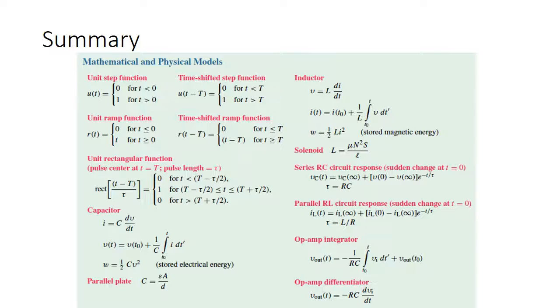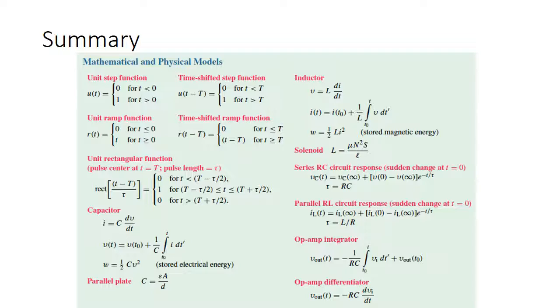We have our unit rectangular pulse function, and essentially that's a piecewise function for before the pulse happens, while the pulse is happening, and after the pulse happens. We have our current equation for a capacitor, our voltage equation for a capacitor, and our stored energy in an electrical capacitor, which is W equals 1/2 C V squared. And we also have our capacitance. If we wanted to make a capacitor ourselves, we can look at how the capacitance is the permittivity constant times the area divided by the distance.